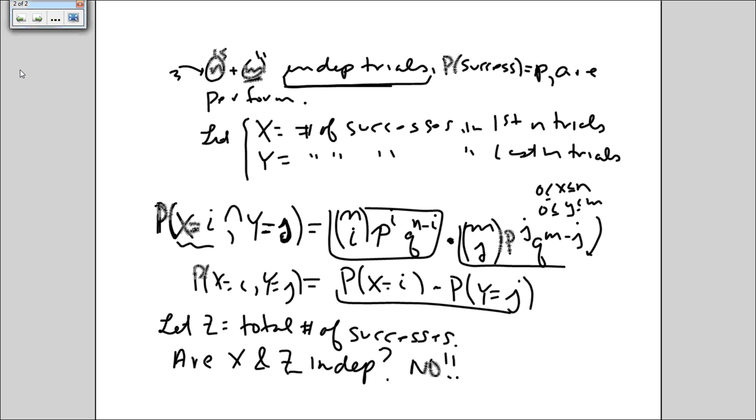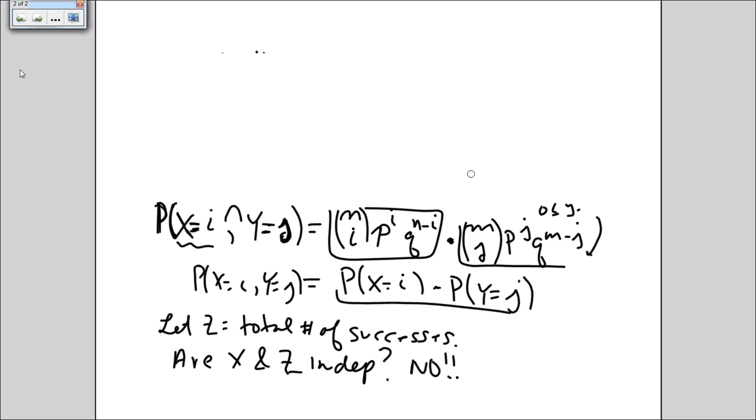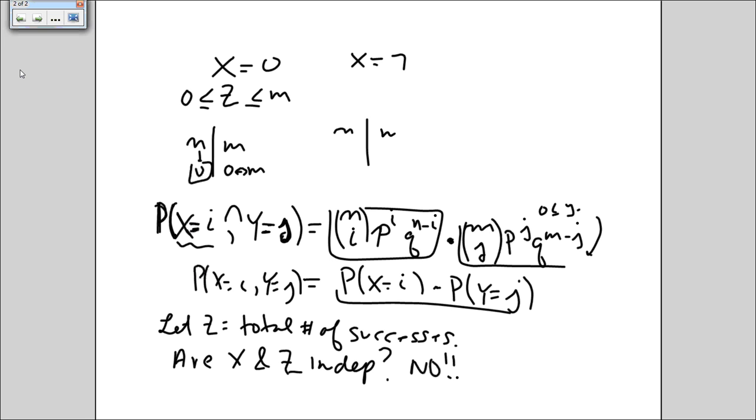Because, let me get X, the number of successes in the first N trials, anywhere from 0 to N, and M can be anywhere between 0 and M. When you add these, we know that Z must be between 0 and N plus M. When you add these, you get between X and M plus X.